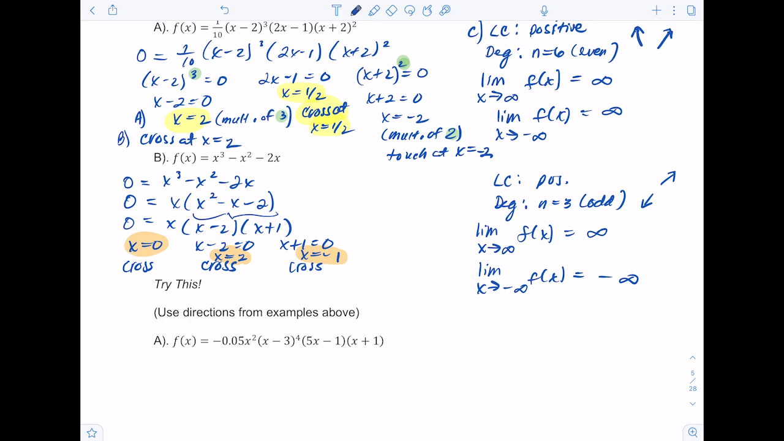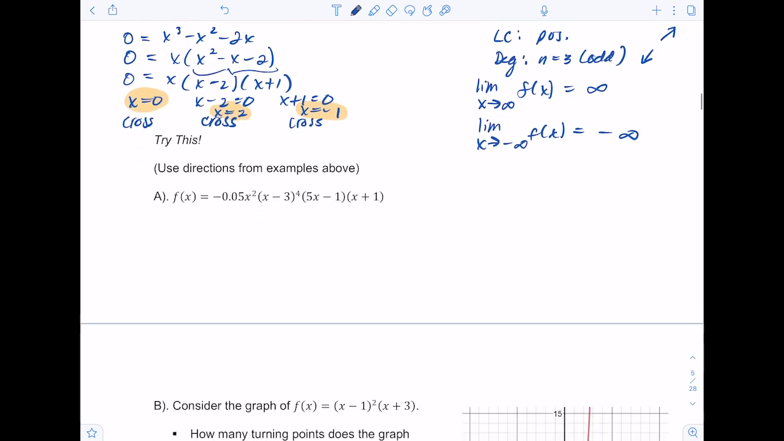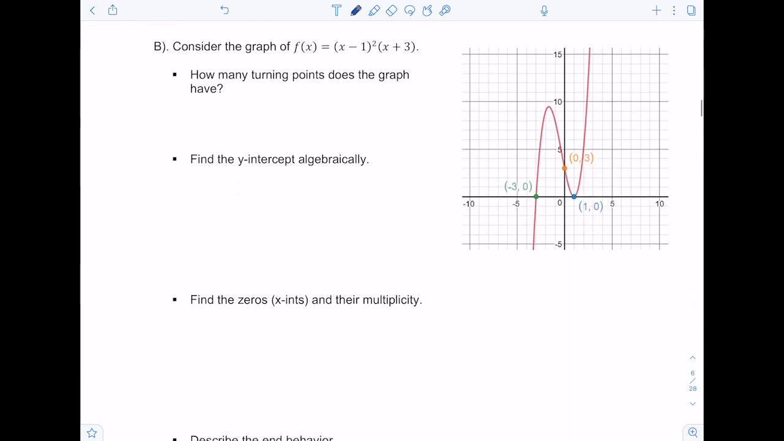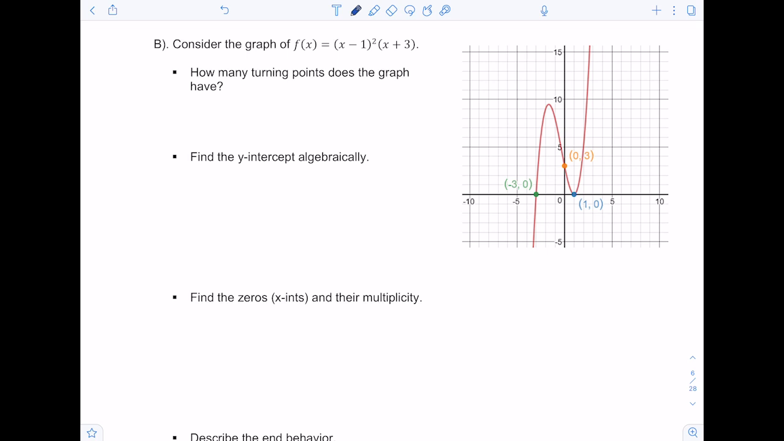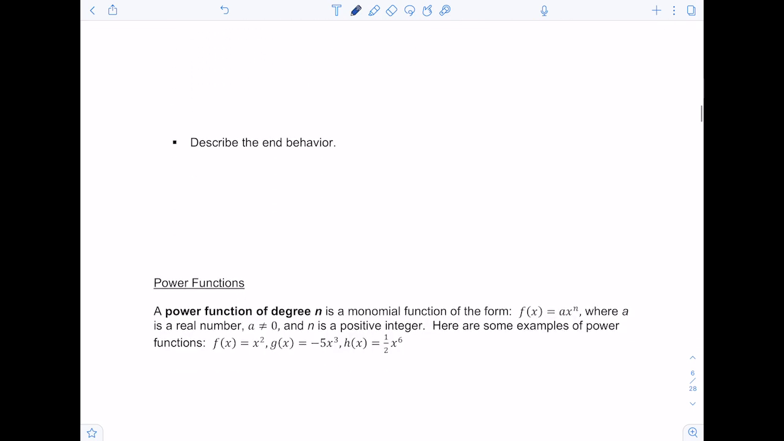Okay, and you all can try the next problem on your own if you take a look at those examples from above. And in this last problem here, we have a function, okay? And again, you can try this on your own. Looking at the examples from above, you want to talk about how many turning points this has. You want to find the y-intercept algebraically. We talked about all of that in the last chapter and before. Find the zeros or the x-intercepts and their multiplicity, and then discuss the end behavior as well.